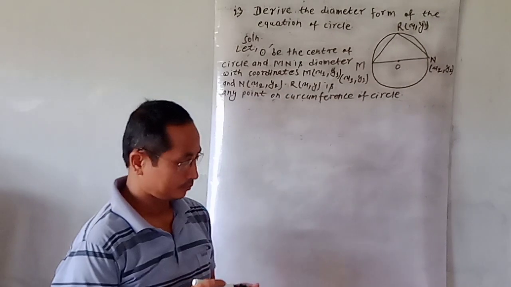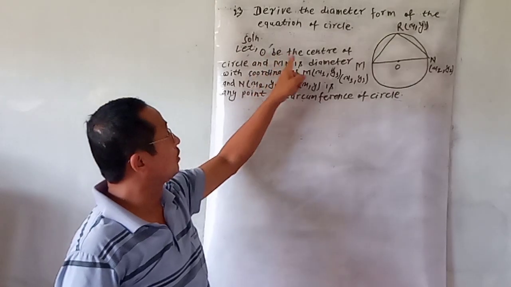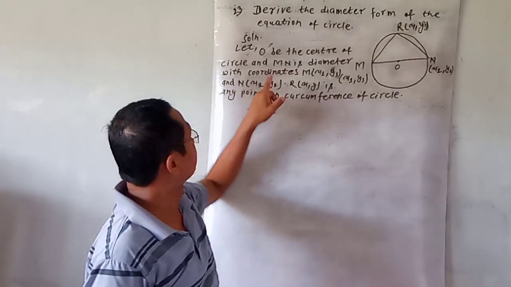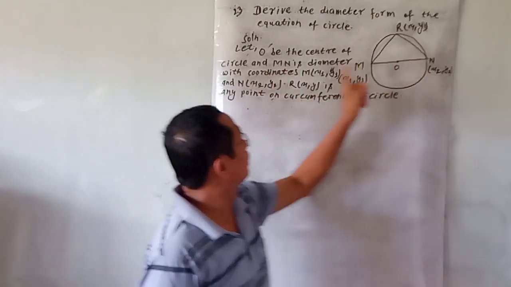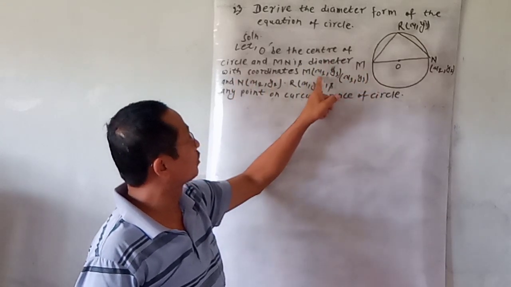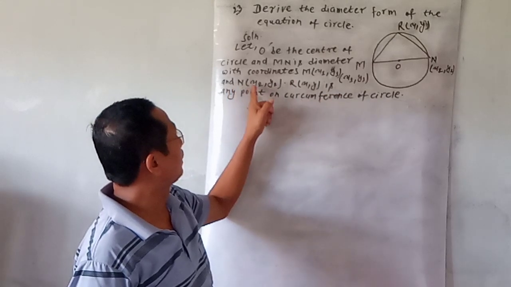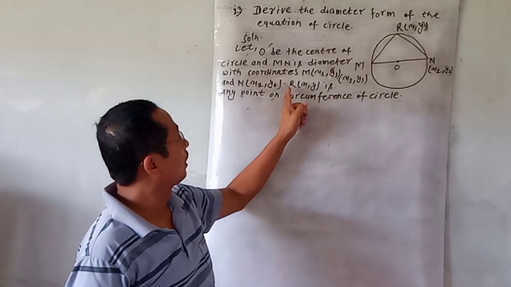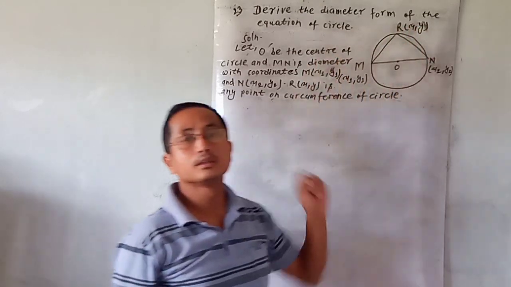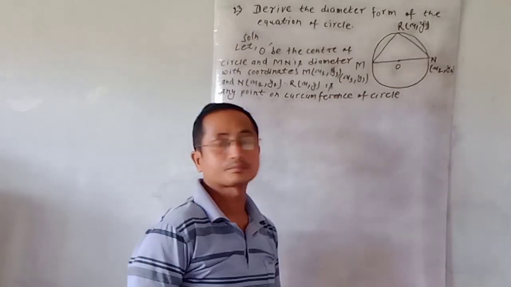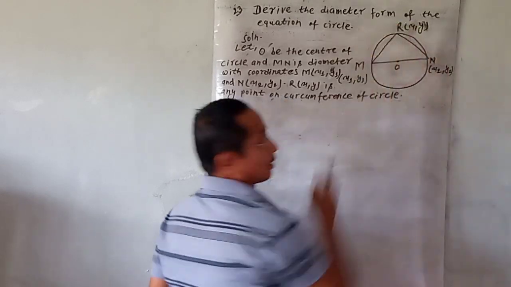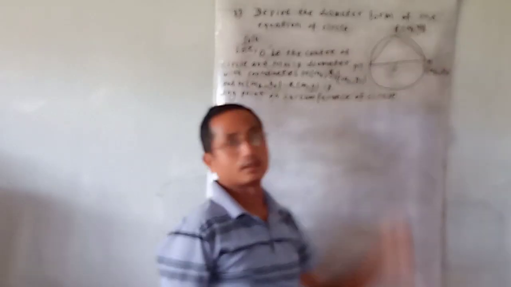Look at here. O is the center of the given circle. MN is the diameter, where the coordinate of M is (x1, y1) and the coordinate of N is (x2, y2). R (x, y) is any point on the circumference of the circle, and I have joined MR and NR.